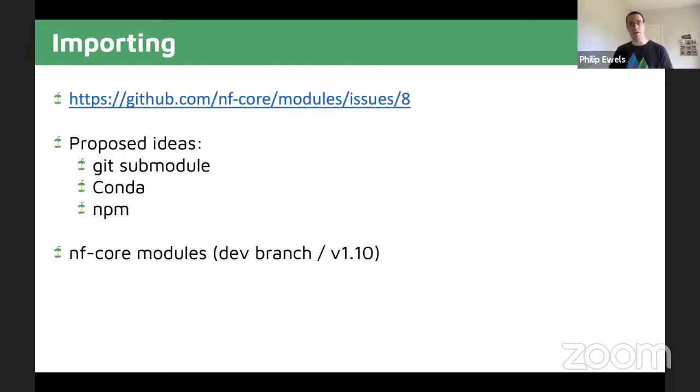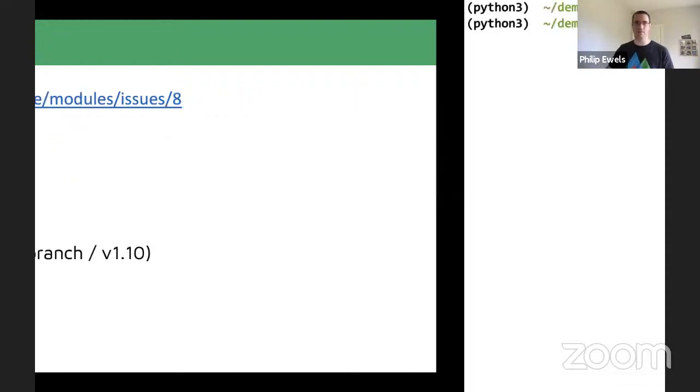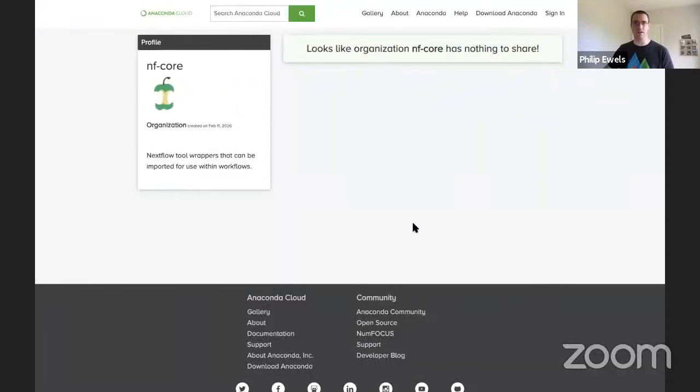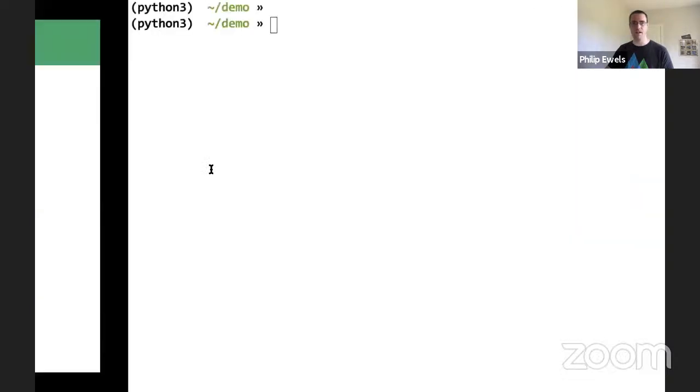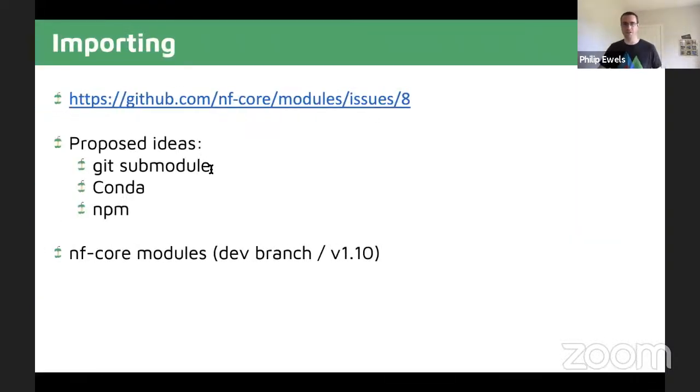The two that came up were NPM, Node Package Manager, and of course Conda, which a lot of people are very familiar with. We even got as far as making a Conda channel called NF Core, which is currently empty, ready to have these tool wrappers. And we have a branch on tools which has a working implementation of using Conda. So basically, using Conda works.